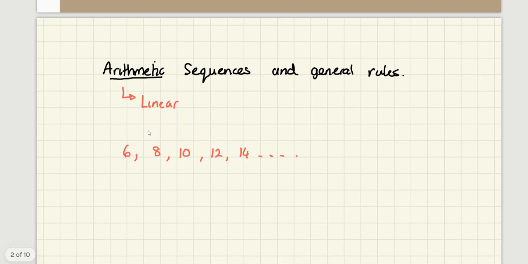A linear sequence or an arithmetic sequence has what we call a common difference. And we give it a letter D. And the common difference is what we add on every time. And it's common because it's always adding the same amount on every time. Simple. So in this case, D is 2.